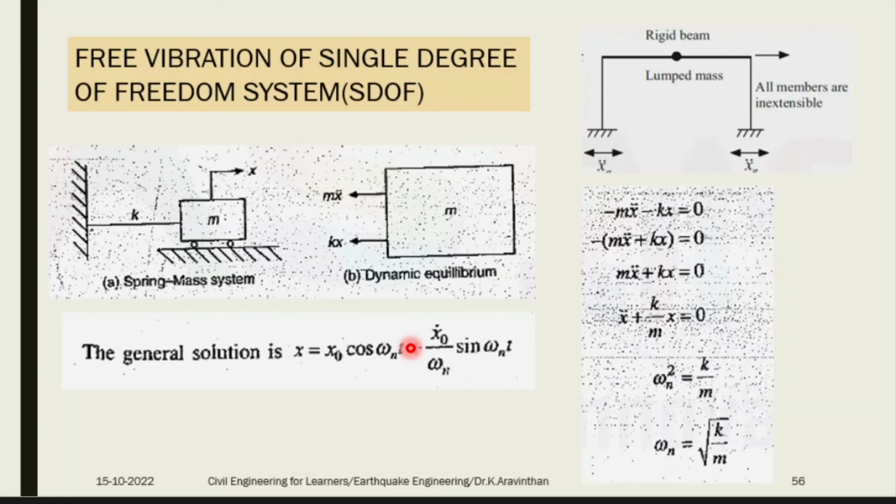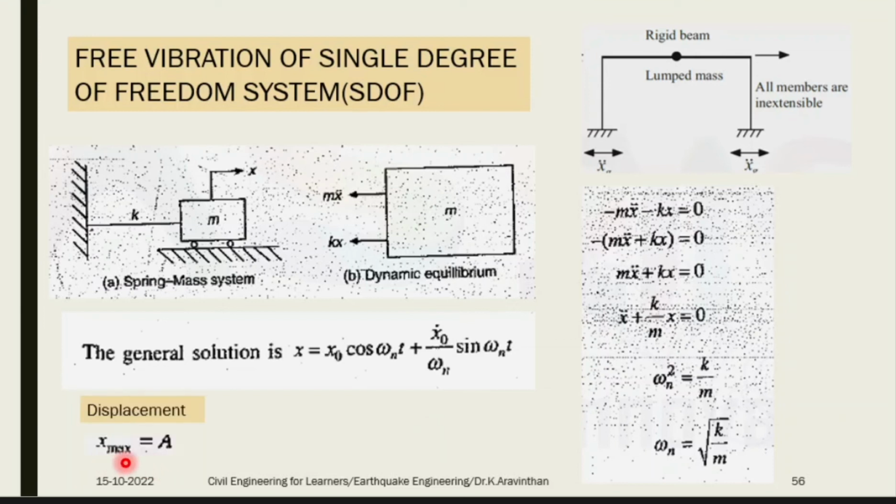If any object is oscillating at 20 seconds and you have to find the displacement, you have to substitute t as 20 in both terms of the equation. Now what is x dot naught? x dot is velocity, and x dot naught is initial velocity. So initial velocity by omega n sin omega n t. This is an important equation in order to find the displacement of a free vibrating object.